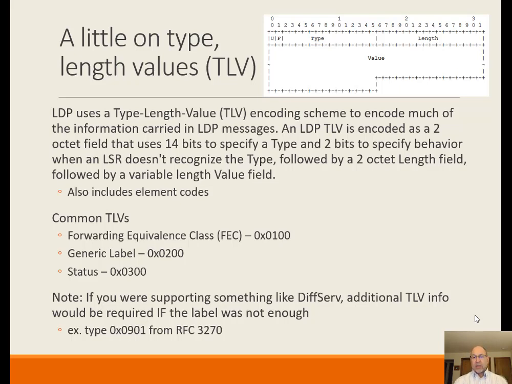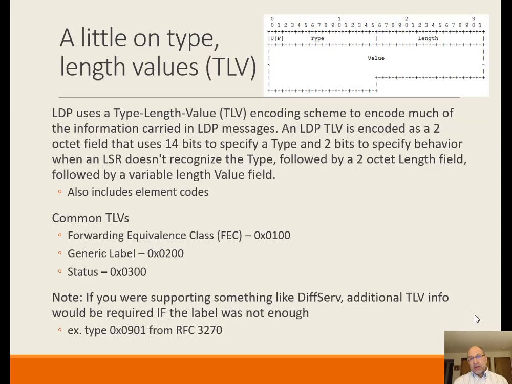When that's encoded as a 0100, now you're looking for more details that follow that. And whenever I see 0100, I know that I'm talking about a forwarding equivalence class. Whenever I see a 0200, I know that I'm talking about a label. And then status request, and then there's a whole bunch of them. But these are the common values. Now, each TLV also includes element codes that further break down the information that's being supplied.